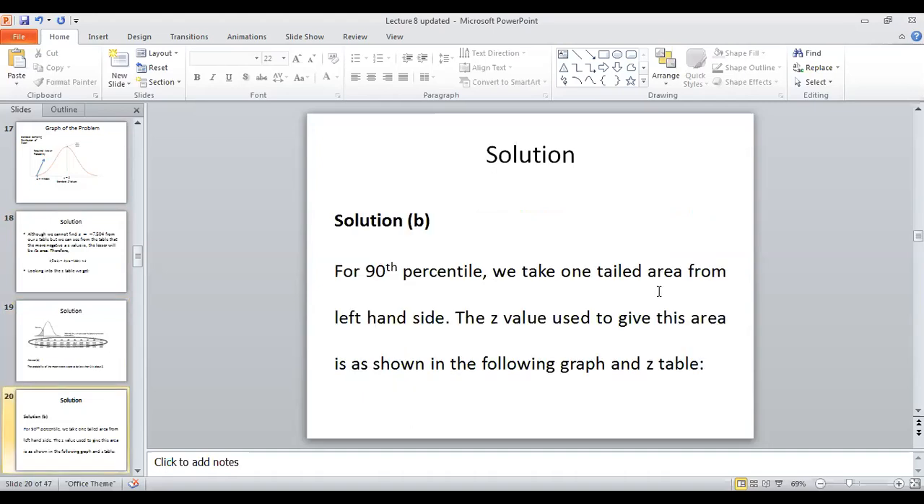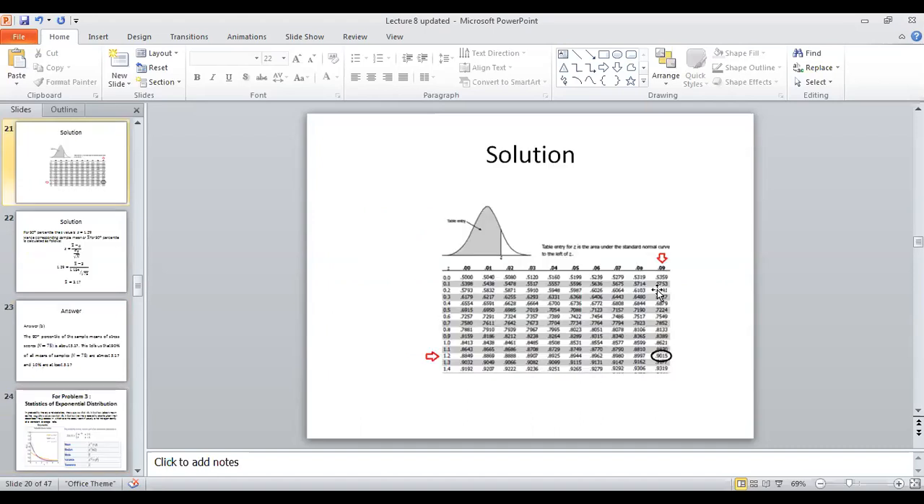Now the part B of the question, for the 90th percentile, what we have to do is this: we take the one tailed area from the left hand side, and we look onto the table to see where we are getting a value which is 90% or close to 90%. By close to 90%, we mean that the area should be comfortably covered. The z value used to give this area is as shown in the following graph. So you can see in this graph where we get this value.